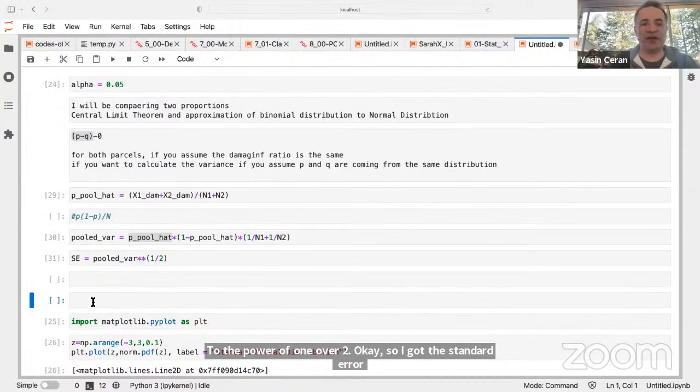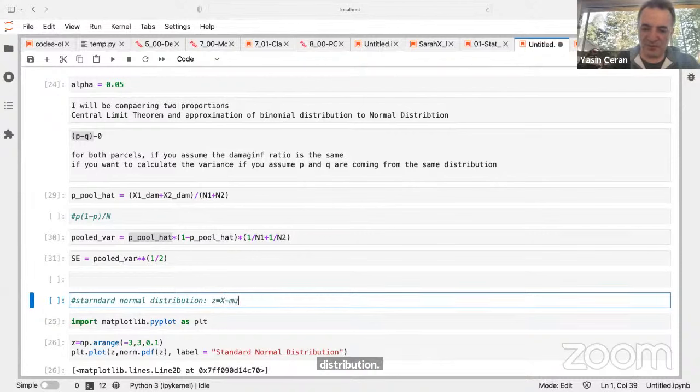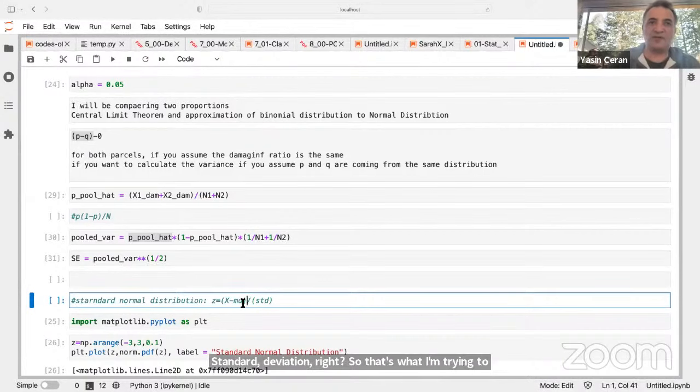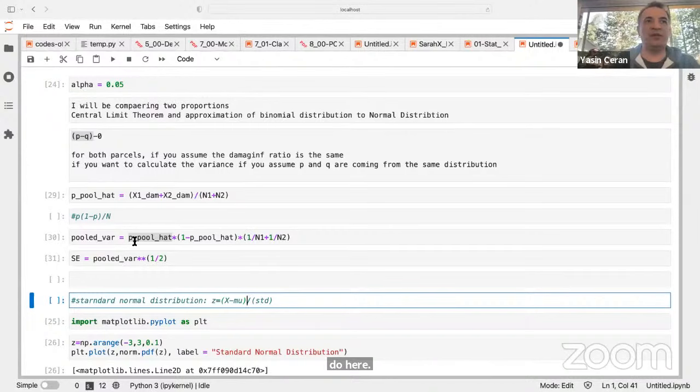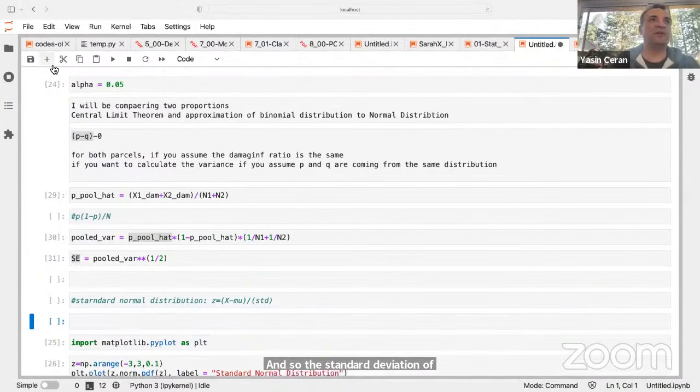So basically what I'm trying to do is, remember the standard normal distribution: Z equals X minus mu divided by the standard deviation. So that's what I'm trying to do here. Instead of mu, I'll be using P, and instead of standard deviation, I'll be using the standard error here. Okay, so let's continue.